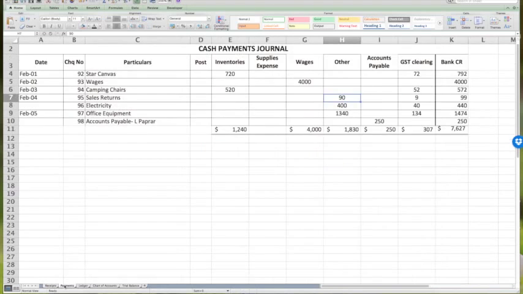So that's done. Next thing we need to do is go over to our payments journal. We're going to do the same thing on this side that we did over there. So remember, this time all of these squares here are debits and the bank is a credit within the cash payments journal. So we'll start off with inventories.